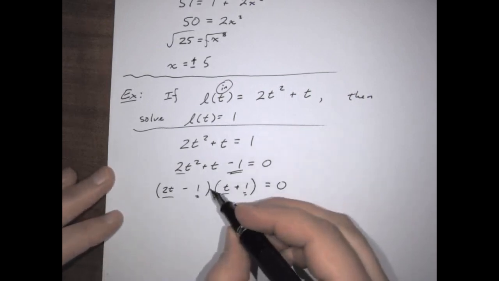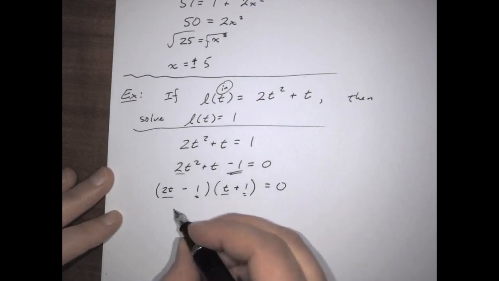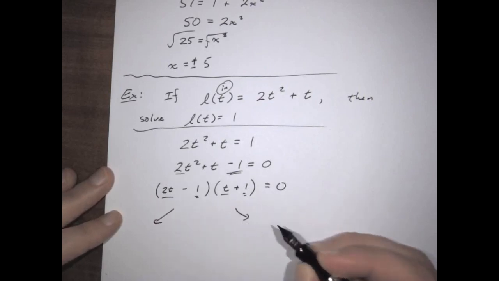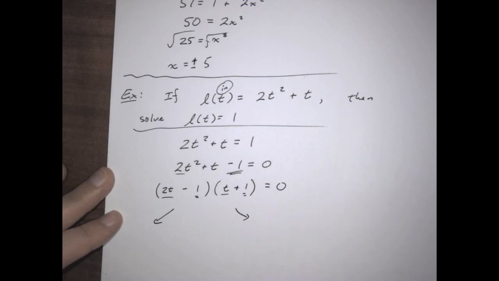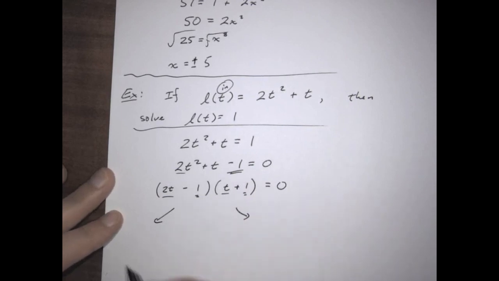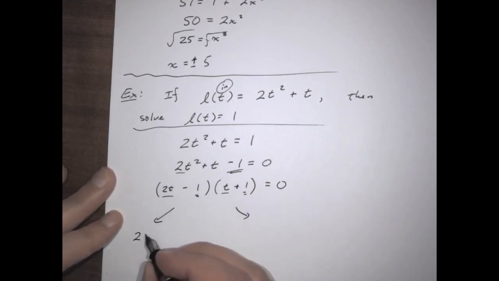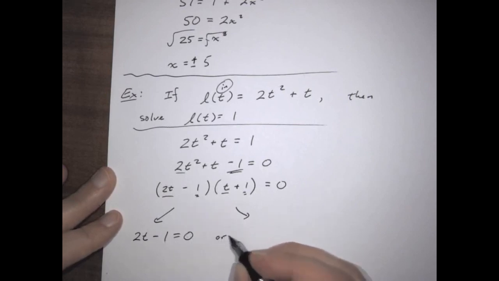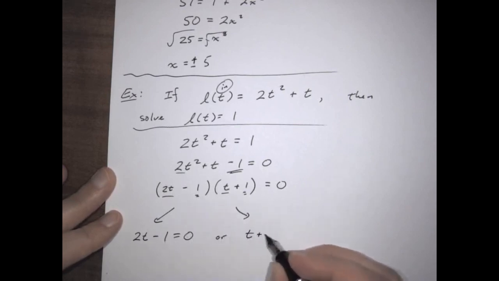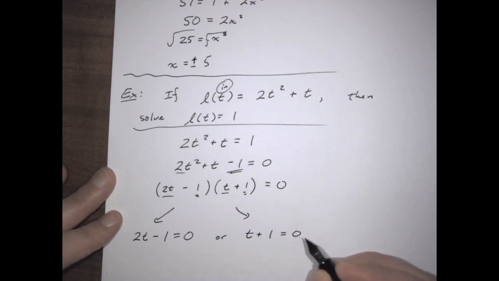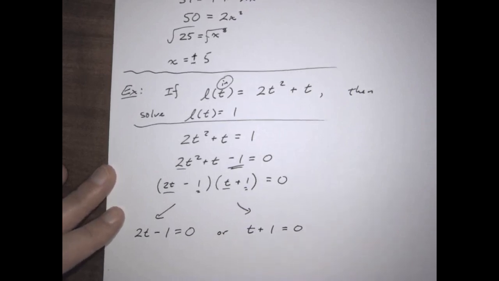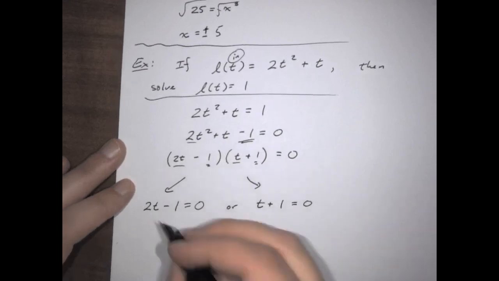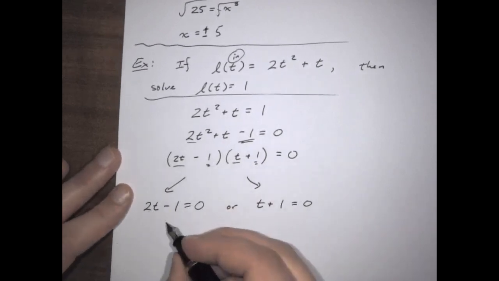But once we have it factored, then what we can do is apply what's called the zero product property, or zero product principle, and we can break this one equation up into two equations. If (2t - 1)(t + 1) = 0, then that means either 2t - 1 = 0, or t + 1 = 0. Now, each of these we can solve by just peeling away layer after layer.